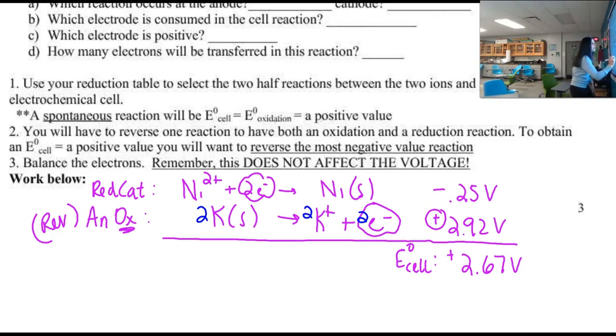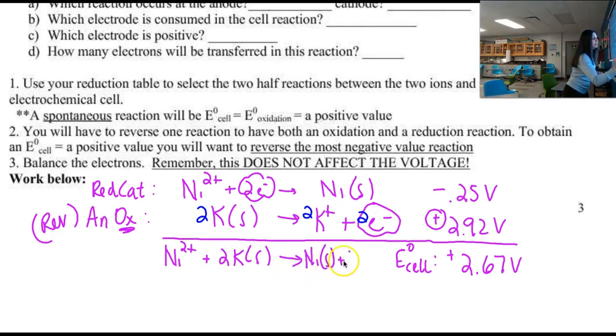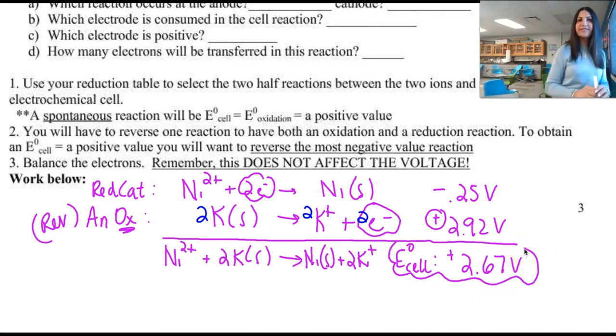Okay. So now let's write down what our total would be. I've got nickel 2 plus aqueous. My 2 electrons are going to cancel out. Plus 2 potassium solids. And then our arrow. And now we get nickel solid plus 2 K plus. And again, that's going to be our E cell value.